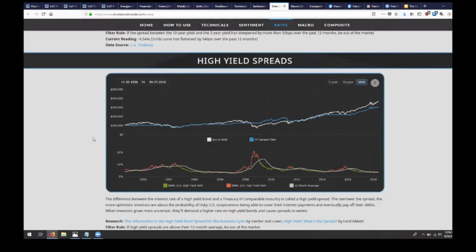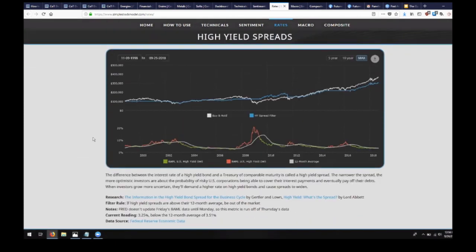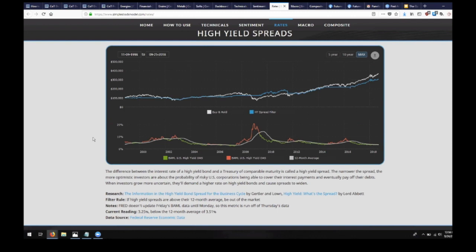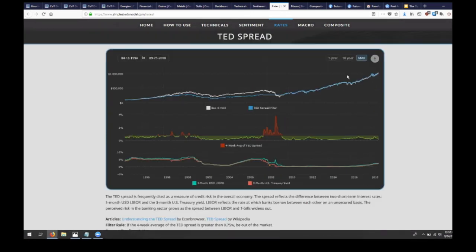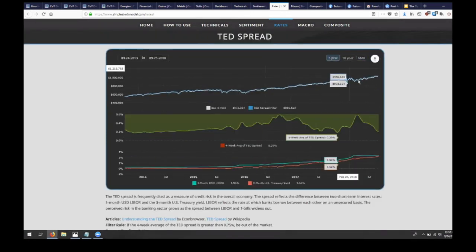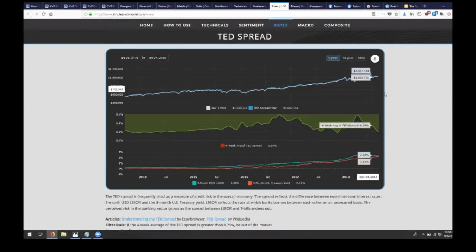So this is looking at high yield spreads. U.S. high yield spreads are very tight. They're the difference between the interest rate on high yield bonds and a Treasury of comparable maturity, and it's like 3.25%, which is extremely low. But I care more about whether that spread is widening out or contracting, and not so much the absolute level. And in fact, they've been contracting. TED spread, people talked about this earlier this year, but it's done nothing but come down, and it's at, I think, 19 basis points right now.